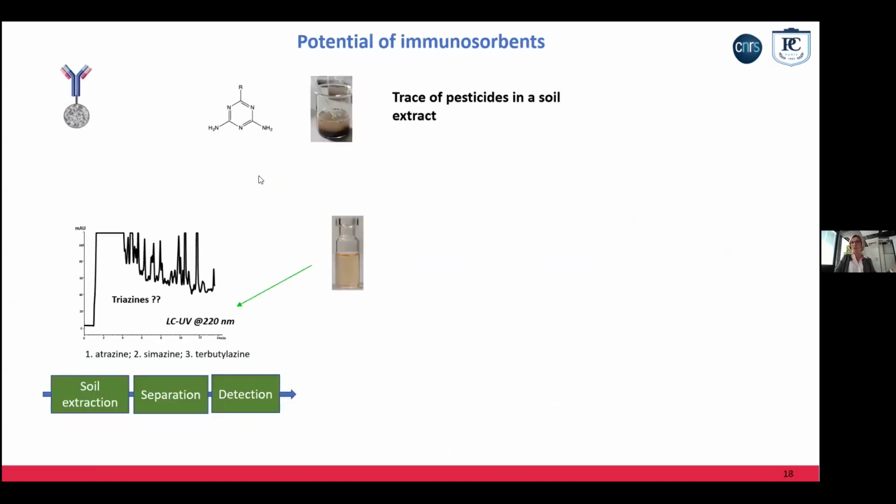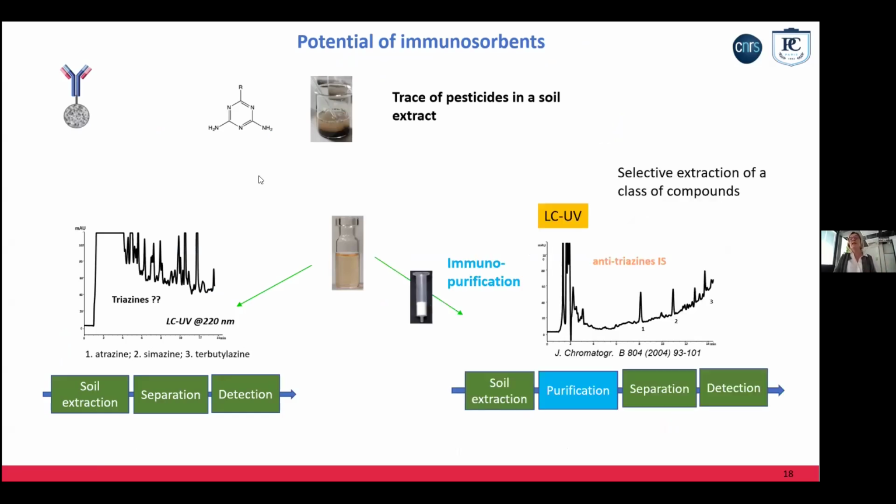You remember this chromatogram? It was obtained using a conventional method, and this is a chromatogram that we can obtain using a purification step based on the use of a cartridge containing antibodies specific for the three compounds. So it's very helpful to analyze a very small amount of compounds. And in this case, we don't have any more matrix effect in the mass spectrometry.